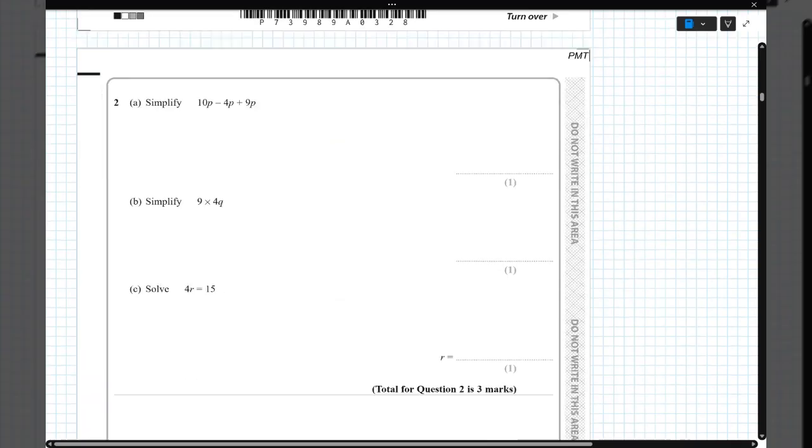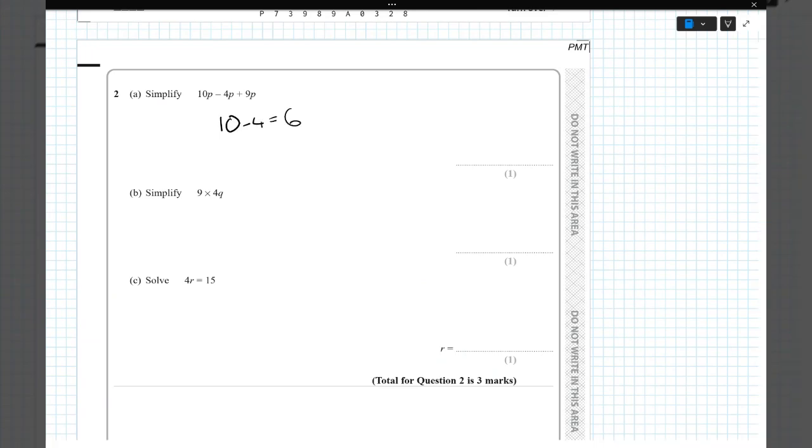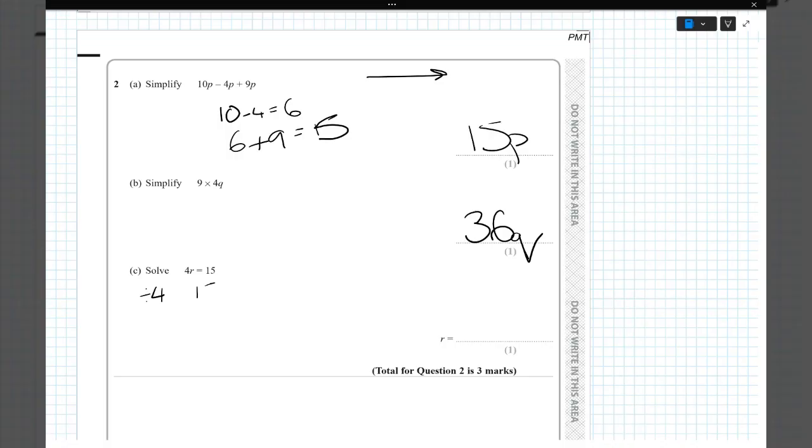Right, question 2. We're going to see how many of these we can get done. 10 take away 4 is equal to 6, and then 6 plus 9 is equal to 15. So it's 15p. We just work from left to right when we're doing additions. This next bit, simplify. 9 times 4 is 36, so it's 36q. And our last one, solve. So r is being multiplied by 4, so we have to divide by 4, which gives us 15 over 4.